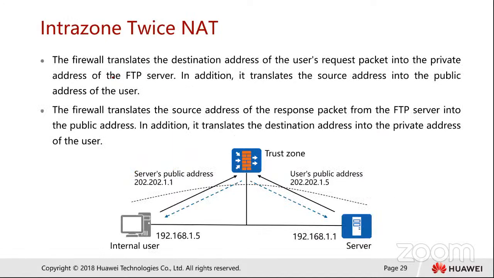In twice NAT, the firewall translates the destination address of the user's packet request into the private address of the FTP server, and it also translates the source address into the public address of the user. The firewall will translate the source address of the response packet from the FTP server into the public address, and it also translates the destination address. Basically, they're just showing you the process. So when it comes, it's translated into that of the firewall, then into that of the private address, and then to that of the real server.